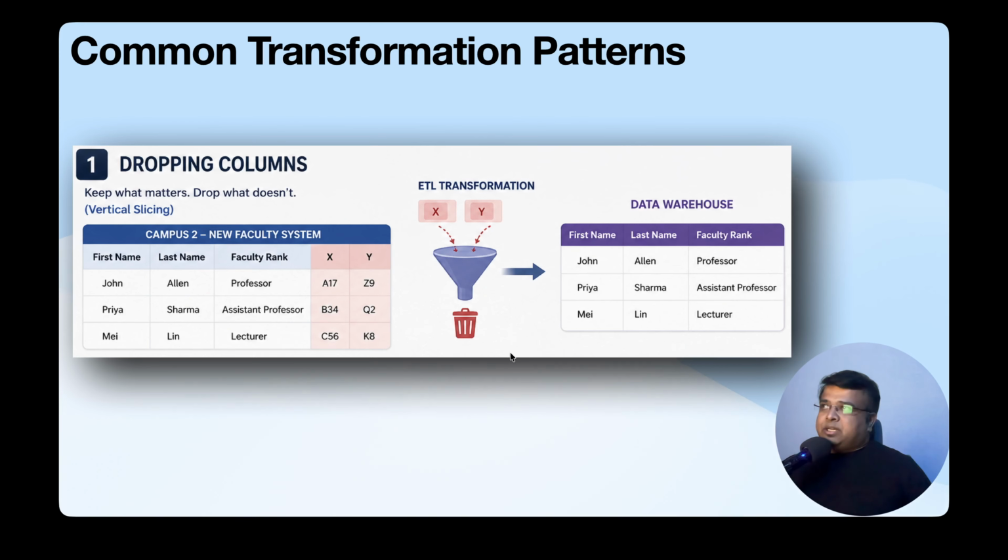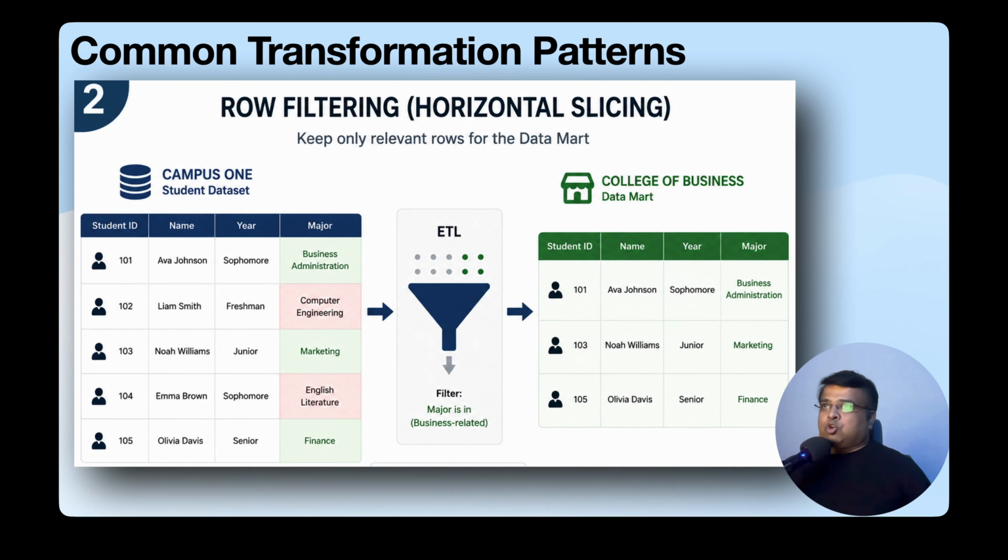Now closely related to that is something called row filtering, or horizontally slicing the data. For this, let us switch to a data set from campus 1 again. Suppose we have information about 5 students, including their year and major. But imagine we are not building a university-wide warehouse. Instead, we are building a data mart specifically for the College of Business. In that case, we only care about business related students and faculty.